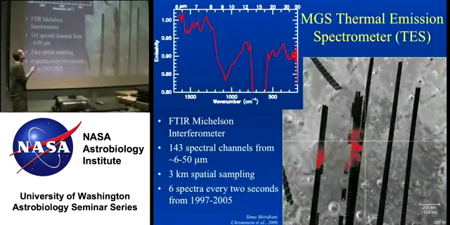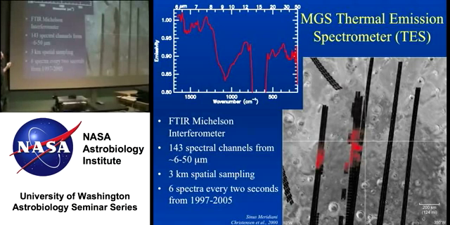This is the Mars Global Surveyor Thermal Emission Spectrometer, and it's a Michelson interferometer, basically 2 orthogonal mirrors and a beam splitter. You split up the light, you combine it again, you get interferograms, and somehow you can magically transform that into radiance versus wavelength. It is a spectrometer, not an imager.